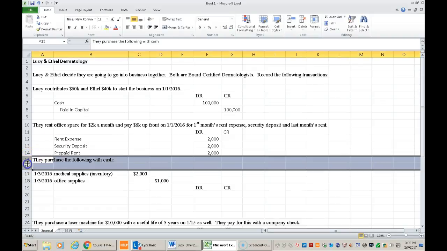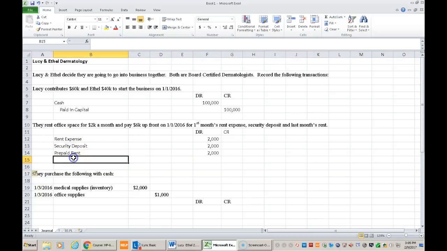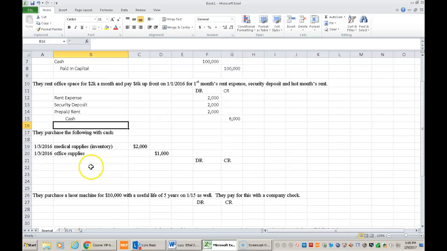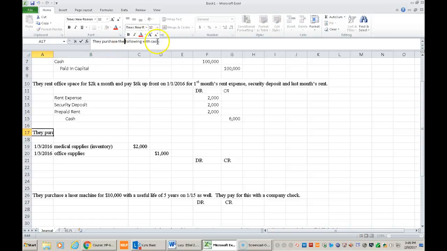And then we would need to show how we paid for it, right? We paid for it in cash. So cash decreases by $6,000. Then they purchase supplies inventory, and they purchase office supplies. So I'm actually going to change this so they purchase the supplies with cash, but the office supplies with on account.